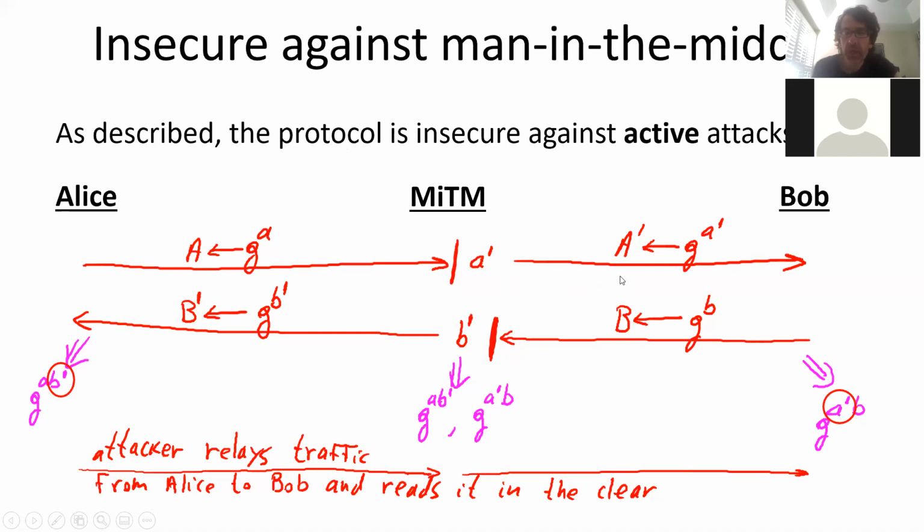Okay. Let's look at what we can still do with the Diffie-Hellman key exchange, in spite of this insecurity against an active attacker.